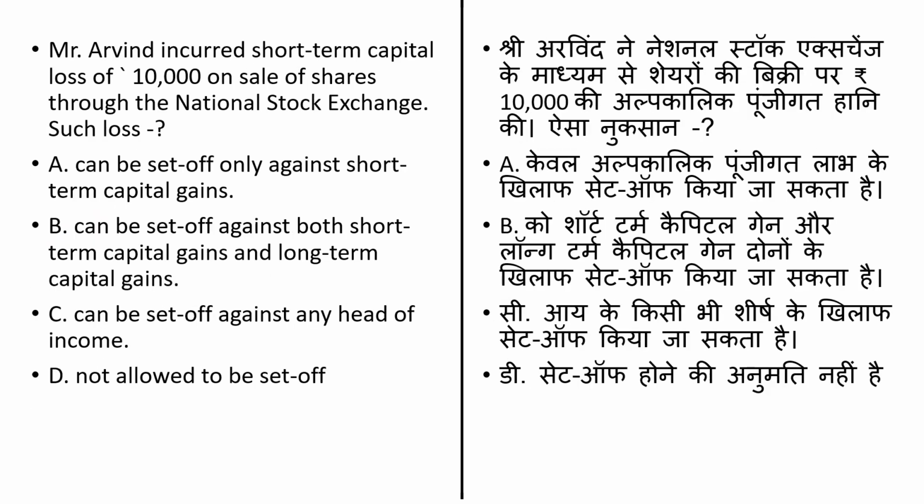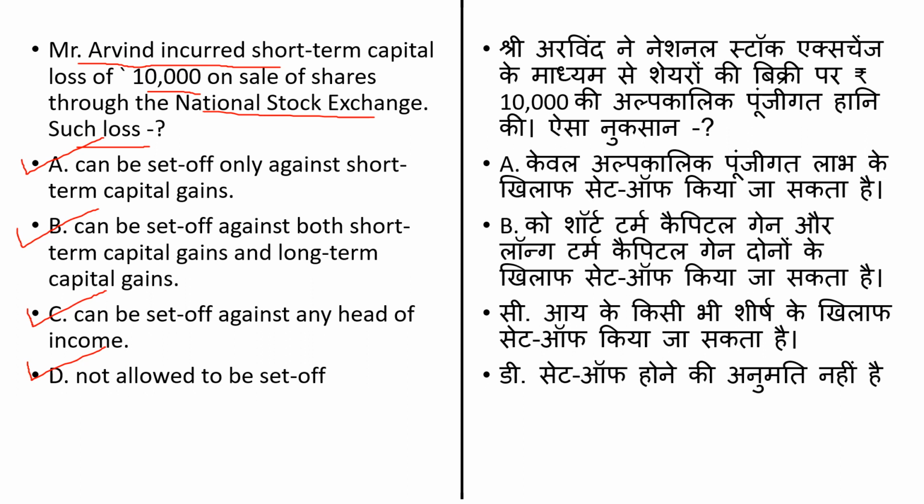The next question is: Mr. Arvind incurred a short-term capital loss of 10,000 on the sale of shares through the National Stock Exchange. Such a loss is called. Here they have given the name of the person who incurred a short-term capital loss of 10,000 on the sale of shares through the National Stock Exchange. For this, the options given are: first, can be set off only against short-term capital gain. Second option is can be set off against both short-term capital gain and long-term capital gain. Third option is can be set off against any head of income, and the last option is not allowed to be set off.